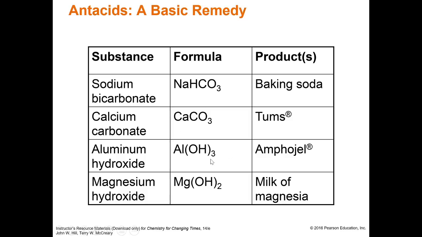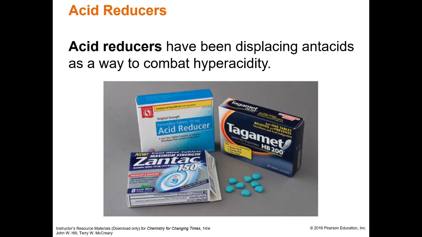Right here are some different bases that are used as antacids that have hydroxides in them. They will come apart to give you hydroxide in solution, neutralizing the acid as a form of salt. Acid reducers have been displacing antacids in a way to combat hyperacidity. Instead of neutralizing the excess acid, you try to reduce the amount of acid you secrete in your stomach. And these are a more long-term solution.